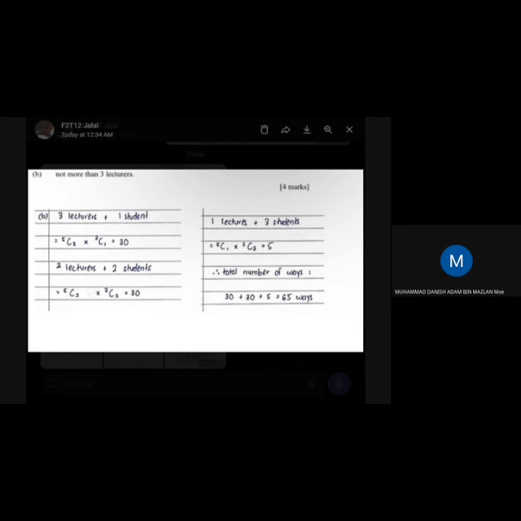Three lecturers plus 1 student, 5C3 times 3C1 is equal to 30. Second, 2 lecturers plus 2 students, 5C2 times 3C2 is equal to 30. Third, 1 lecturer plus 3 students, 5C1 times 3C3 is equal to 5. So the total number of ways is 65 ways.